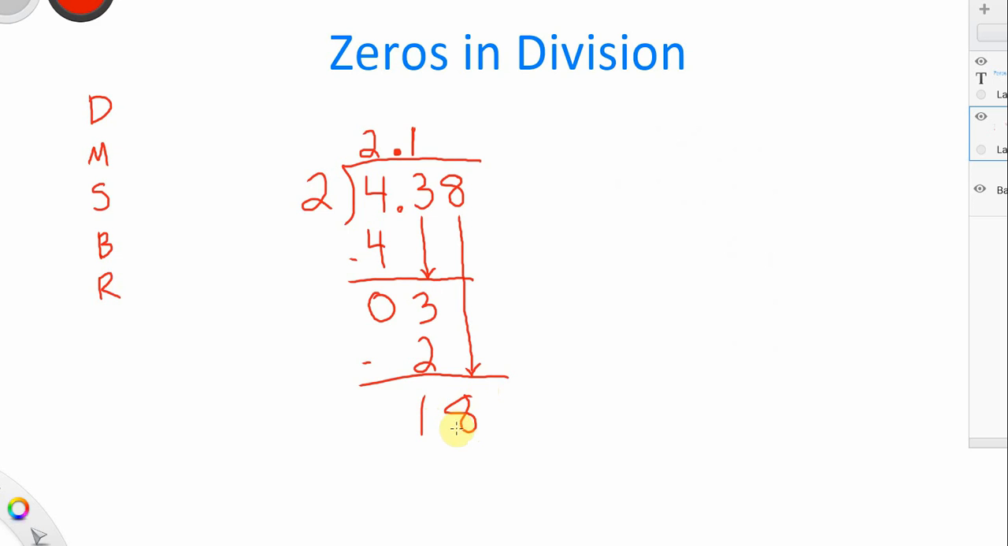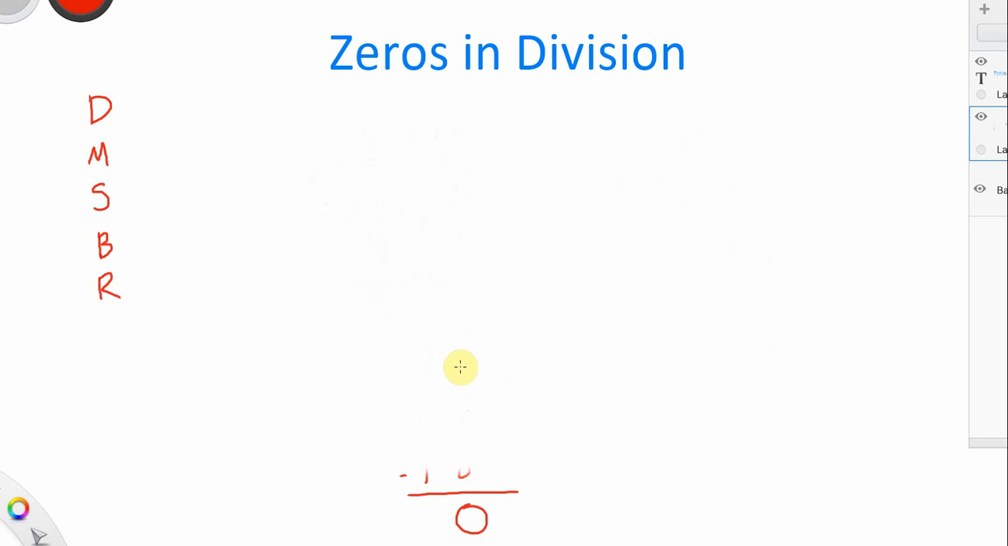Now I have 18 divided by 2. How many times does 2 go into 18? 9 times. 9 times 2 equals 18, and so I don't have a remainder. 18 minus 18 equals 0. So the answer is 2 and 19/100ths.